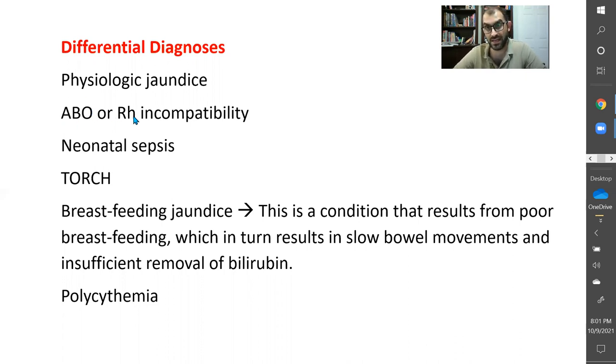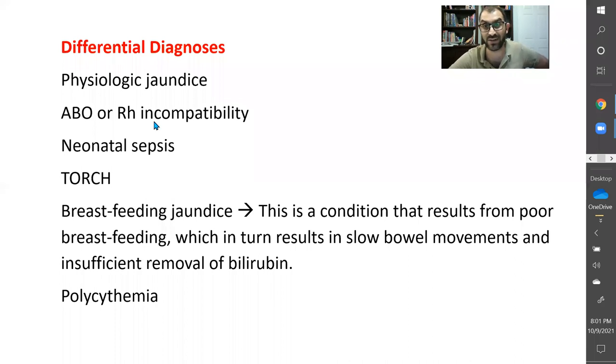Rh incompatibility is a little bit more delayed, and it doesn't involve the first baby. Rh is like your first meeting with your mother-in-law and daughter-in-law. First time meeting each other, they get sensitized against each other. Second time, Third World War. That's Rh incompatibility.